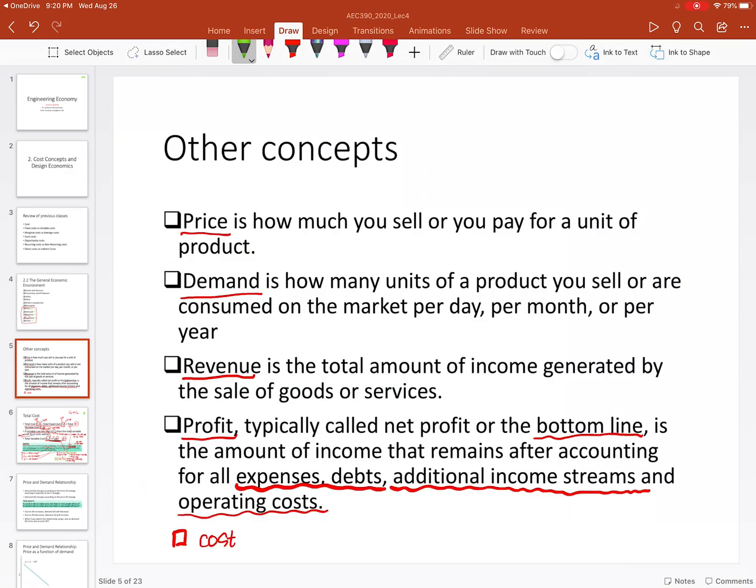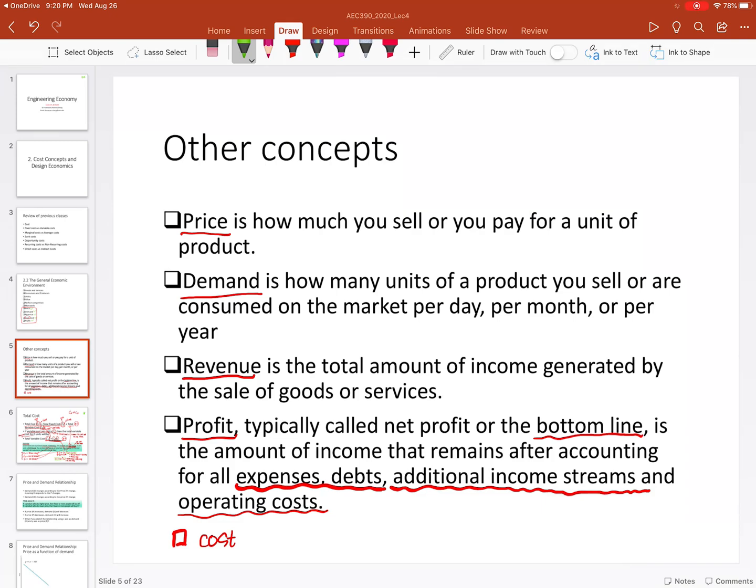So here are the definitions of these concepts. Price is very easy to understand. You buy something, you pay at the price, right? So price is how much you sell or how much you pay for a unit of product, and price usually reflects the value of something. Demand is how many units of a product you sell, or how many units you consume on the market per day, per month, or per year. There is a time frame to accumulate this demand.